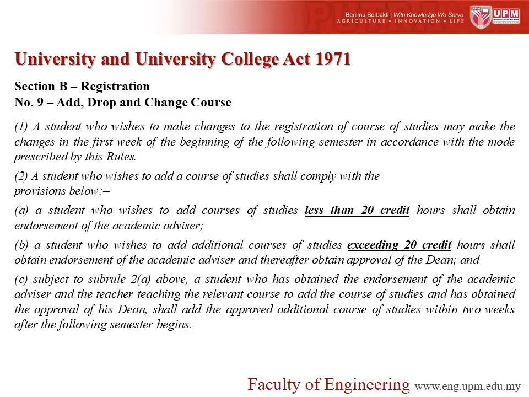A. A student who wishes to add courses of studies less than 20 credit hours shall obtain endorsement of the academic advisor. So, if you want to add courses of studies less than 20 credit hours, you need to obtain endorsement as well. But if you want to apply for additional courses exceeding 20 credit hours, then you shall obtain endorsement of the academic advisor and also obtain approval of the dean.